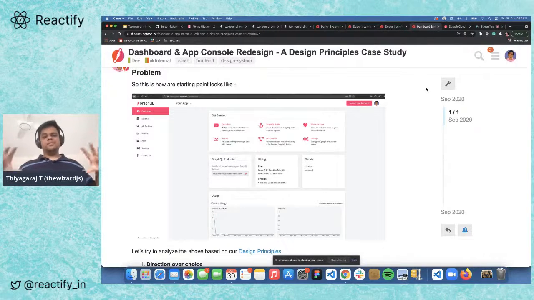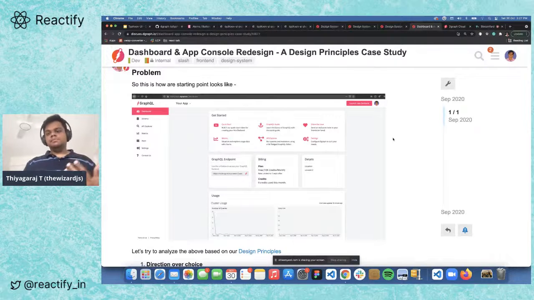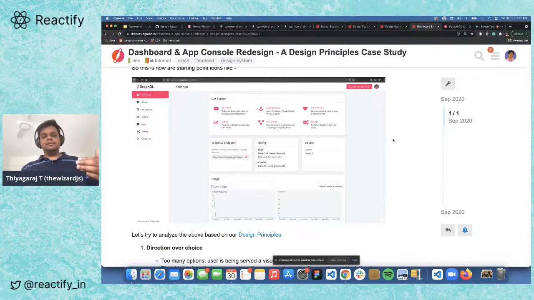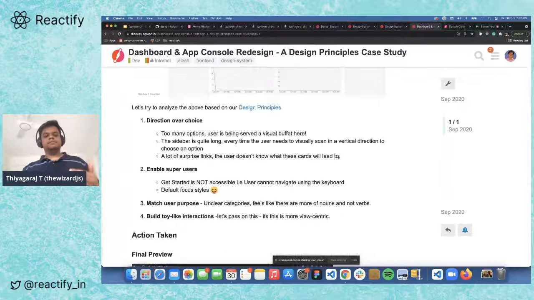Something we started with was this dashboard. This is when I joined. This was the POC beta version, and obviously there were a lot of problems with the design, a lot of scope for improvement. So when we looked at this and applied all our principles, we said, hey, these are the four principles, let's try to understand what the problem is. For example, I want to start with direction over choice.